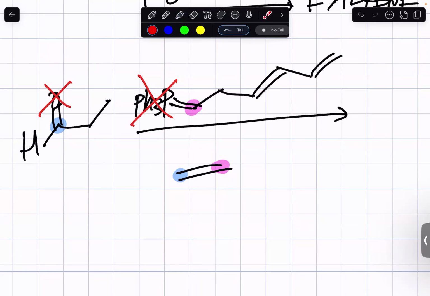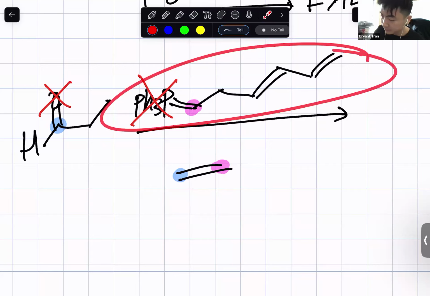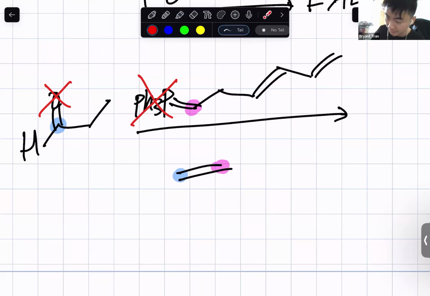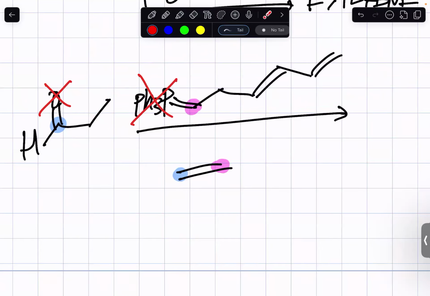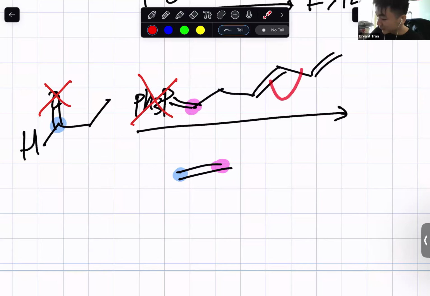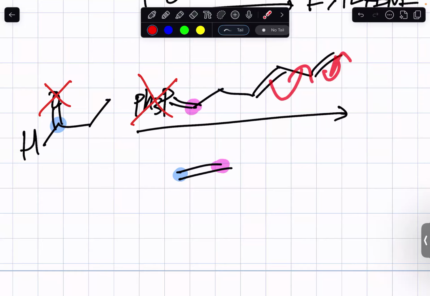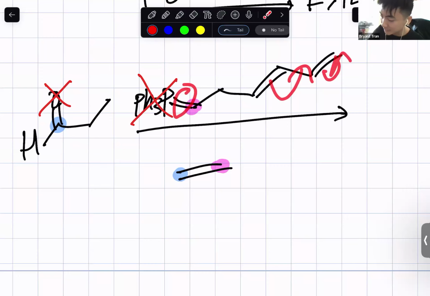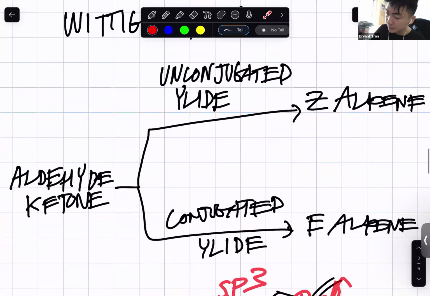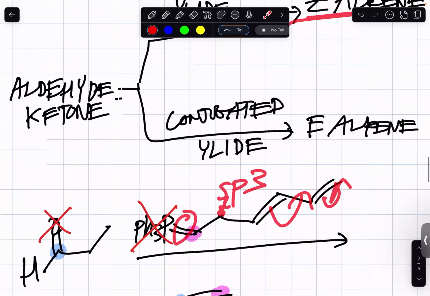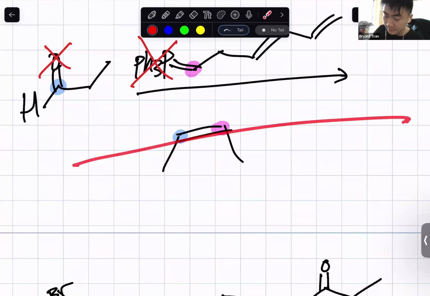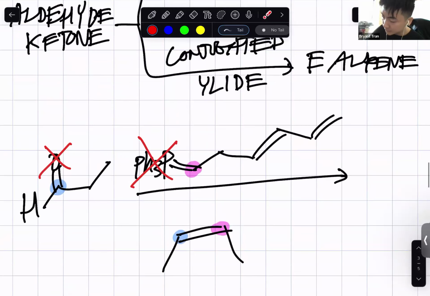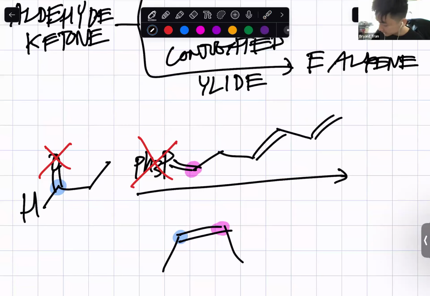Now, to determine if it's an E or Z alkene, I look at the ylid and see if it's conjugated or unconjugated. Is this ylid conjugated or unconjugated? No, right. I tried to trick you here, Hannah, because this part here is conjugated, but this ylid bond here is not conjugated. It's separated by this sp3 carbon right there. So because it's unconjugated, we're going to go for the Z alkene. So I know that my alkene here is going to have two groups coming out of the same side like that. The pink carbon here is attached to this group, so we just copy and paste that over like this.